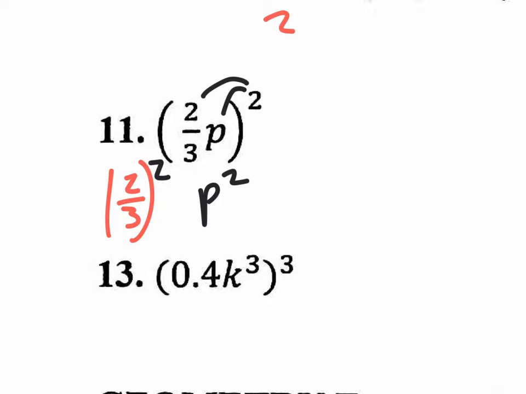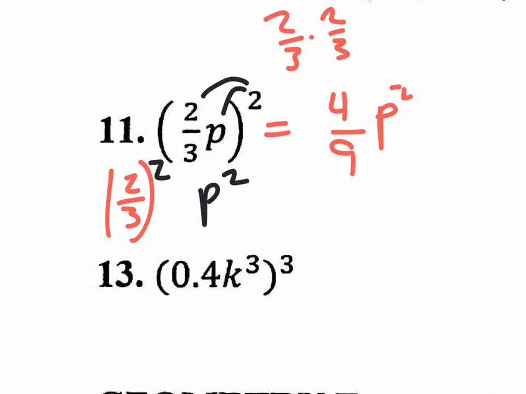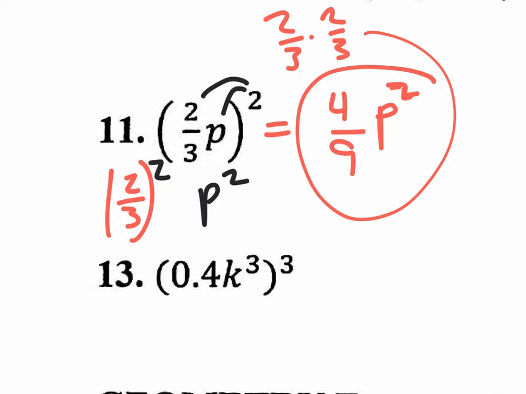So what is 2/3 times 2/3? 4/9. So the first part of your answer will be 4/9, and the second part of your answer will be p to the second power. Sorry. So the answer is 4/9 p to the second power.